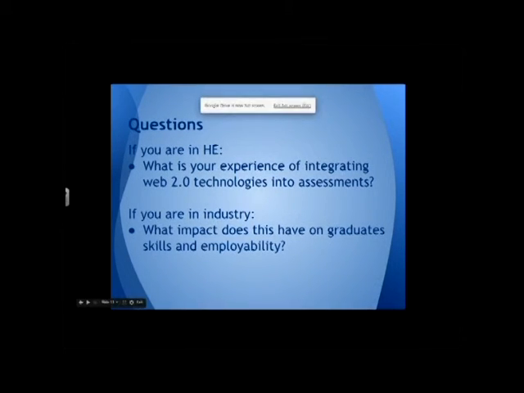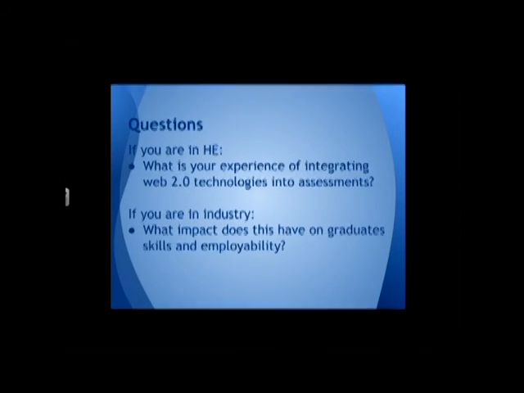So if you're from the university sector, what's your experience of integrating the use of Web 2 tools into assessment practices? And if you're from industry, if you're a practitioner, what impact do you think this has or doesn't have on the employability, the skills of graduates when they leave the university?